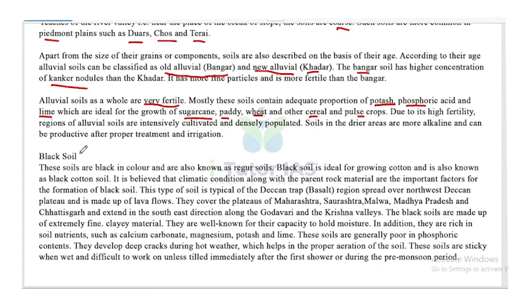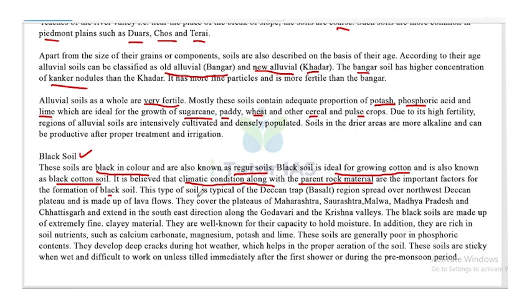Next one is black soil. As the name denotes, these soils are black in color and are also known as regur soils. They are ideal for growing cotton and are also known as black cotton soil. It is believed that climatic condition along with the parent rock material are the important factors for the formation of black soil.